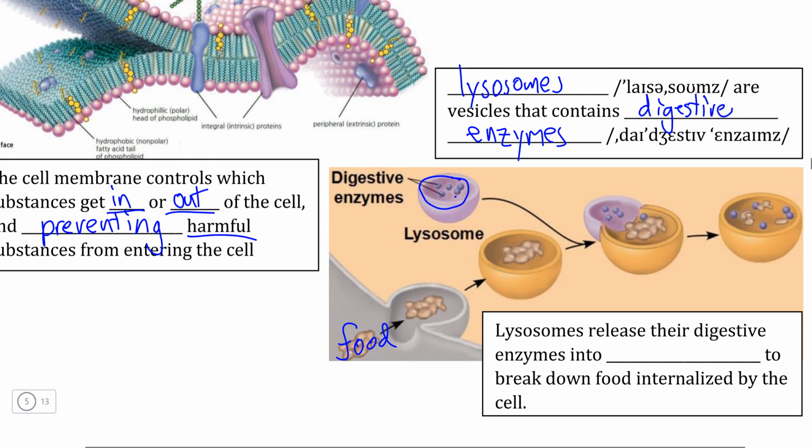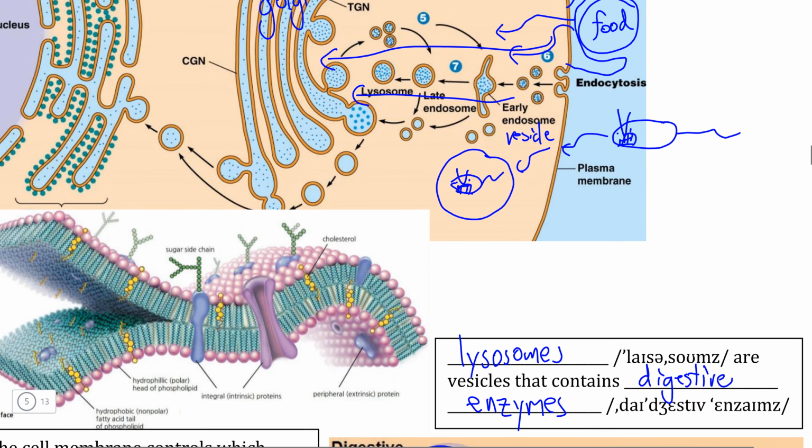So in this diagram here, we can see that the lysosome is attaching to a vesicle that actually contains food, and then the digestive enzymes go inside and cut apart this food molecule into small nutrients that can be used by the cell for growth or to produce energy.